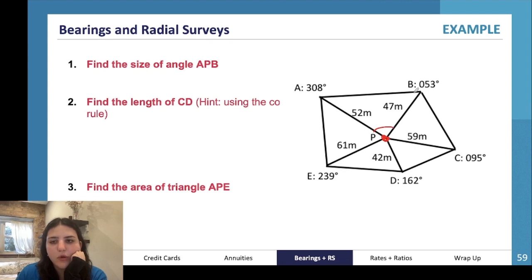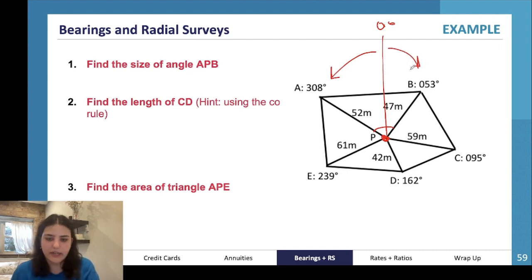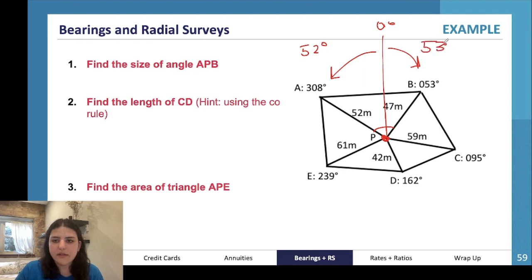This is super simple. All we need to do is find the difference between these two angles. Now remember, this is 0 degrees here. So it's going to be the difference between 360 and 308, plus 53 degrees. So 360 minus 308 is 52 degrees, plus 53 degrees on this side. So our final answer is going to be 105 degrees for angle APB.